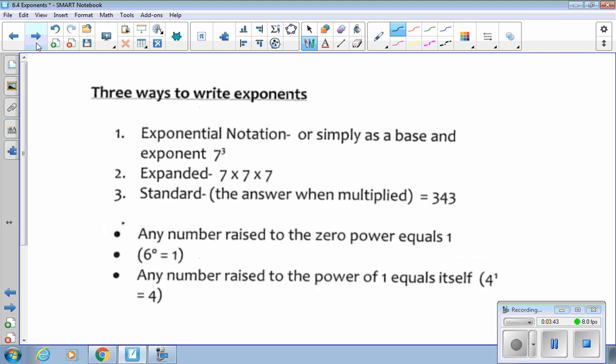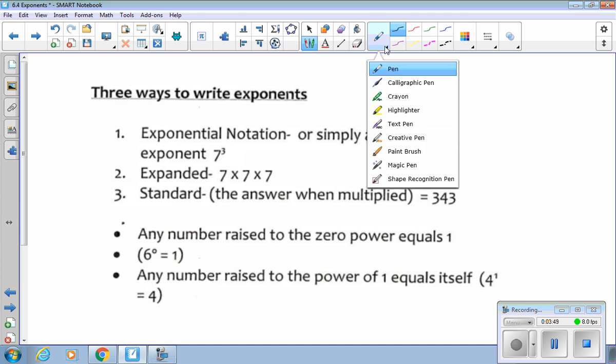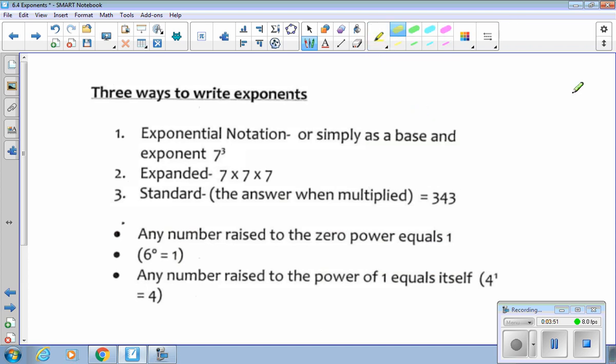There are some things to really pay attention to when you're doing exponents. There are some kind of special rules, special things. There are different ways to write exponents, and you will be expected to know and understand all of them. The first way is called exponential notation, which is just writing as a base and exponent. So it just means you should have a big number and a little number.